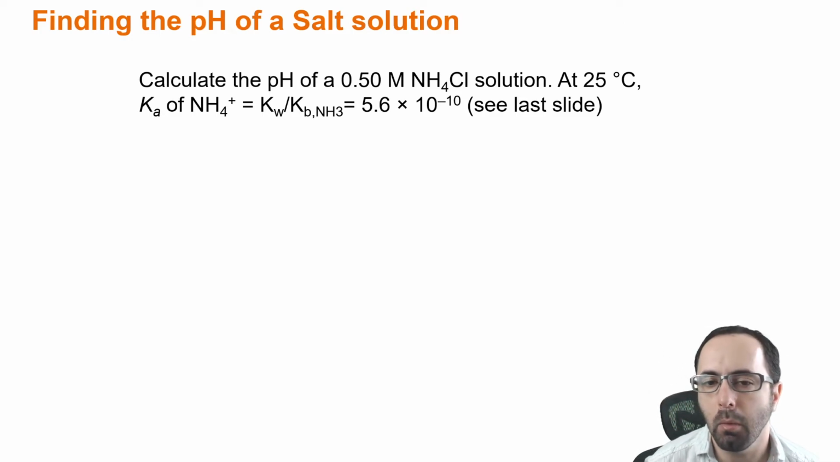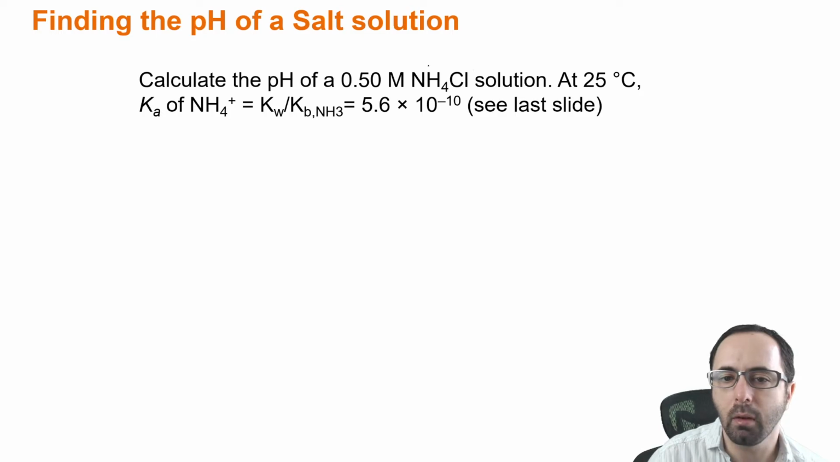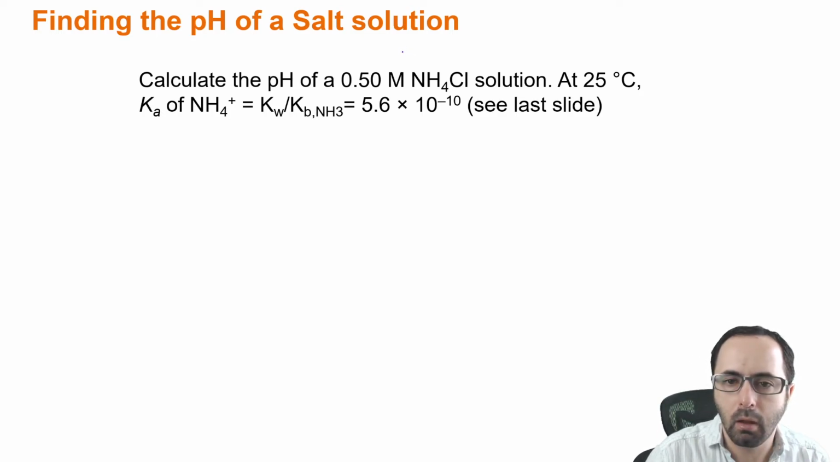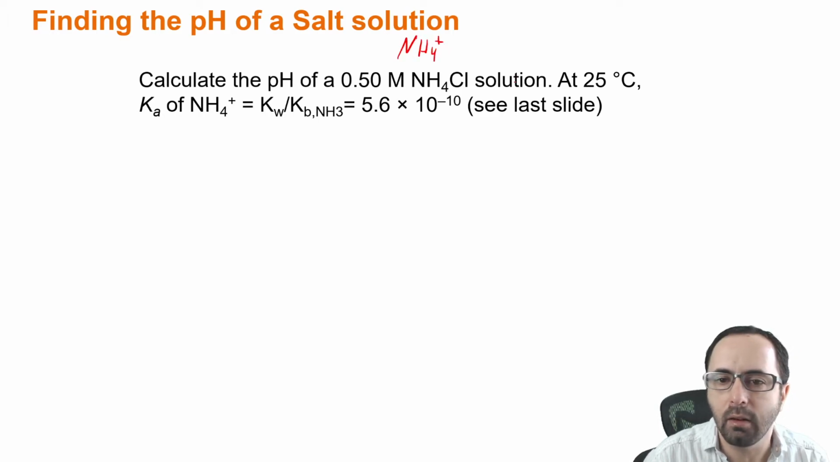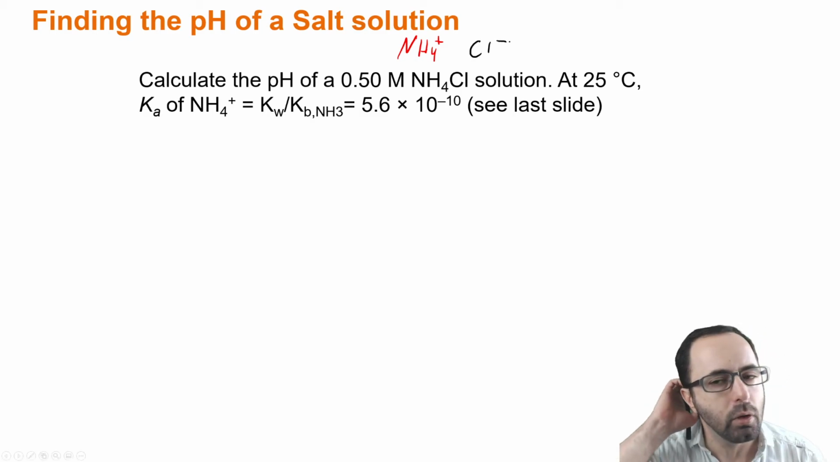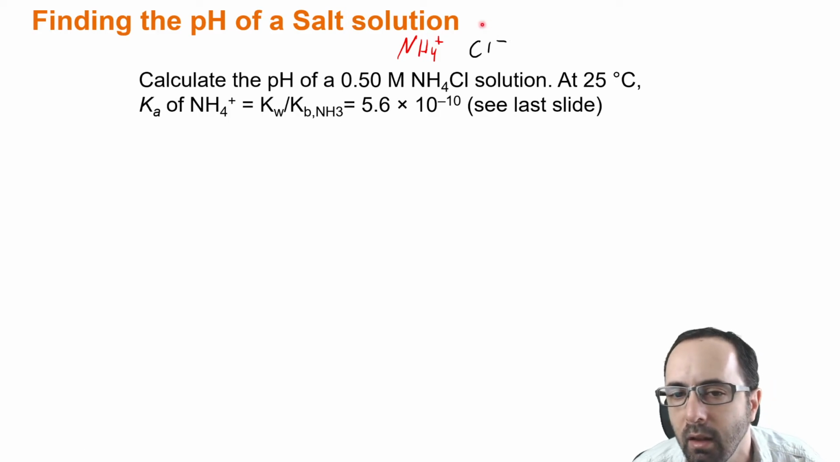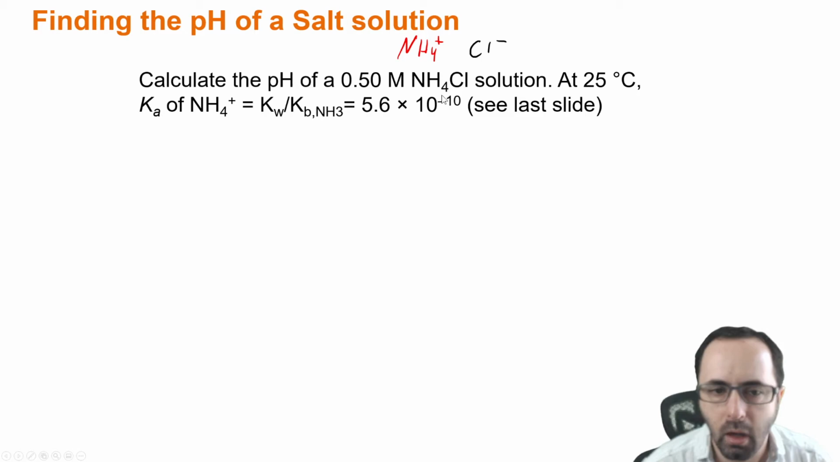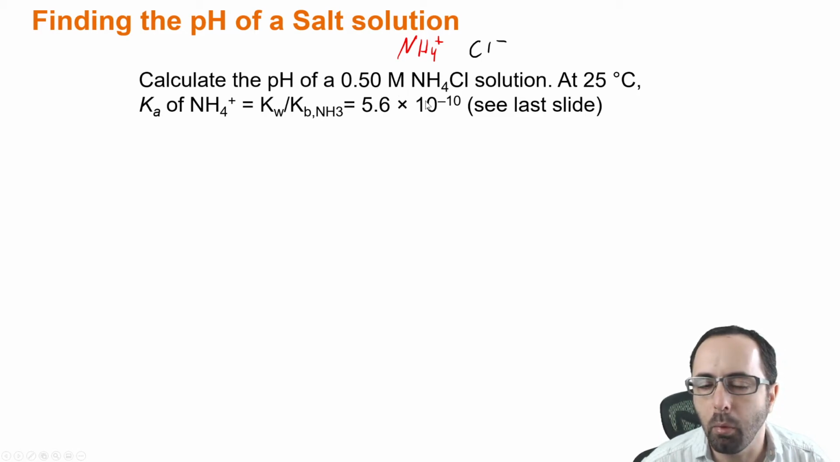So here we've got ammonium chloride. This is composed of ammonium ion, which is an acidic cation. It's the conjugate acid of the weak base ammonia. And we have an anion, chloride ion, that is a neutral anion because it is the conjugate base of the strong acid HCl. So we want to calculate the pH of a 0.5 molar solution of ammonium chloride.